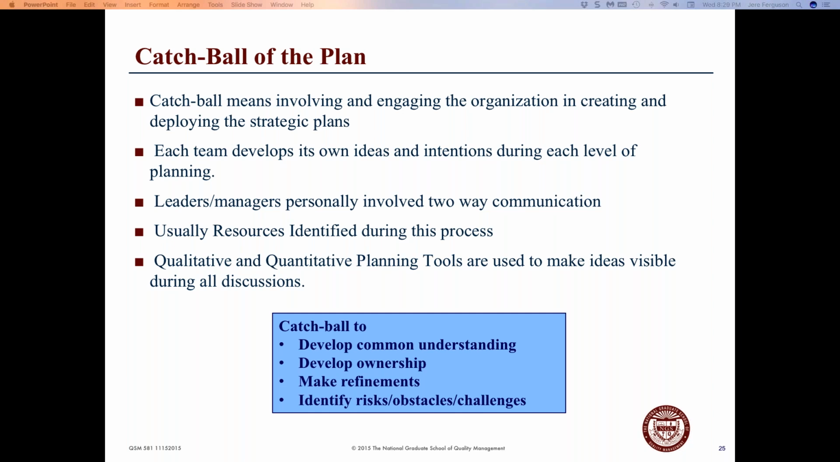You encourage people to pass suggestions and ideas back and forth, to give insights, to give thoughts. As it says here, leaders, managers, personal, two-way communication. You try to create an open discussion forum. You don't call people stupid. You don't throw out ideas just for the fun of it. You try to use both qualitative and quantitative tools. Develop common understanding, develop ownership, make new ideas, identify risk and objectives.